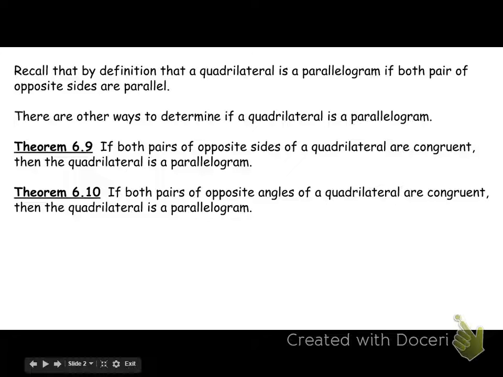If both pairs of opposite angles are congruent, then the quadrilateral is a parallelogram. So it's pretty much everything we learned in 6.2 going backwards. Because in 6.2 we said, if a quadrilateral is a parallelogram, then opposite angles are congruent. In 6.3 we just turned it around. Didn't we talk in the first trimester about when you switch the hypothesis and conclusion around?